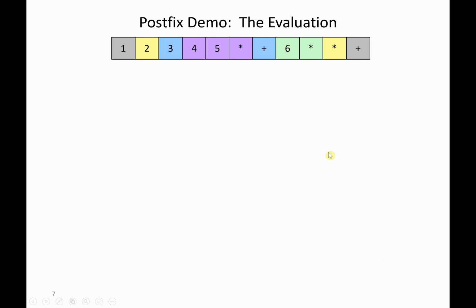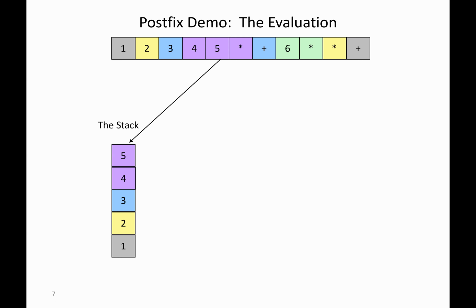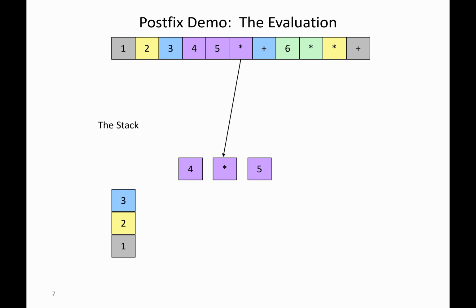Right. So that looks a nightmare. So we've got 1, 2, 3, 4, 5 times plus 6 times plus. It's easy. Right, so what we do then is, if it's an operand, we push onto the stack. So 1, 2, 3, 4, 5. Now we have an operator. So the 5 is going to go to the right, the 4 is going to go to the left. So we pop those off. We do the result, which is 4 5s are 20. So we push the result 20 onto the stack, and we carry on.